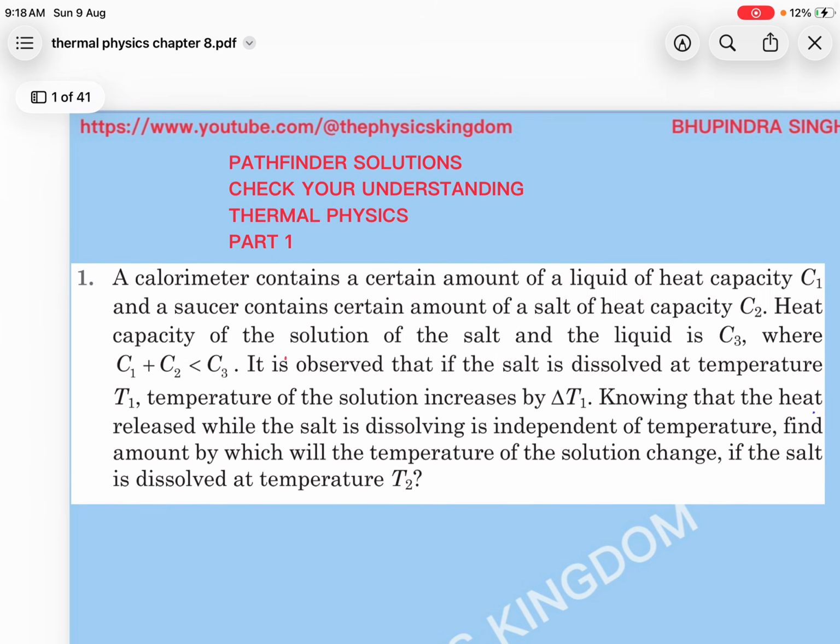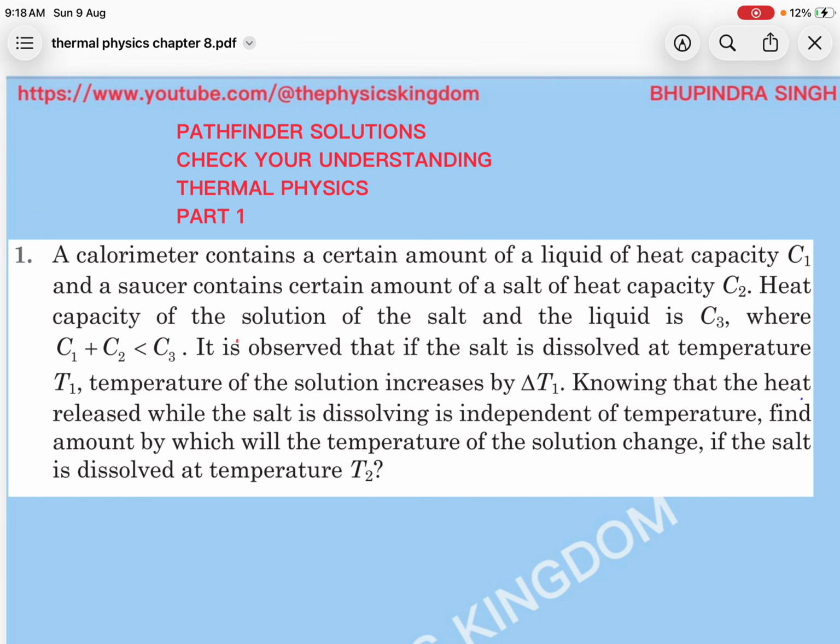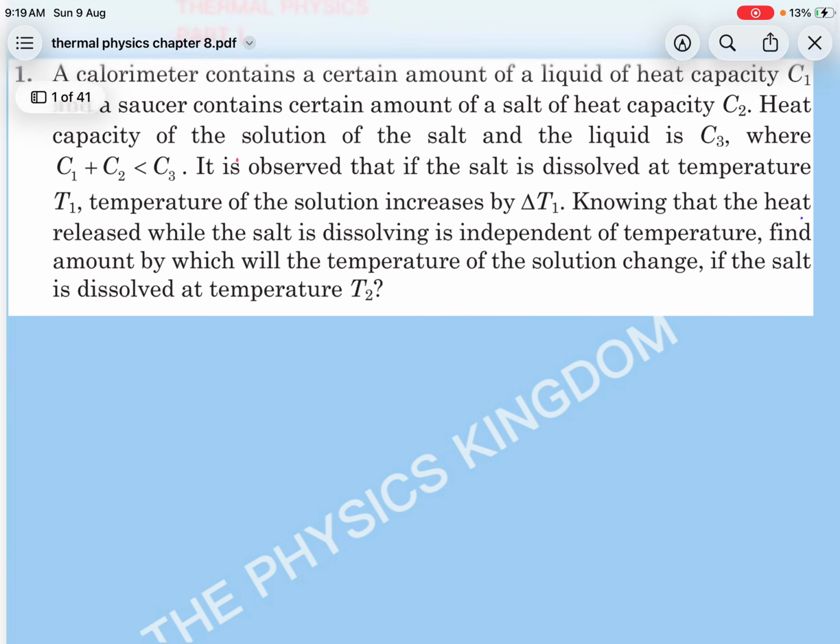So here is question number 1. You can pause your video here, try it by yourself, then we'll discuss it. Understanding the language of the question is also a task in physics, right? So try to understand the language. I'm not going to explain this question. Give yourself at least 5 to 10 minutes. Okay, now see the answer.